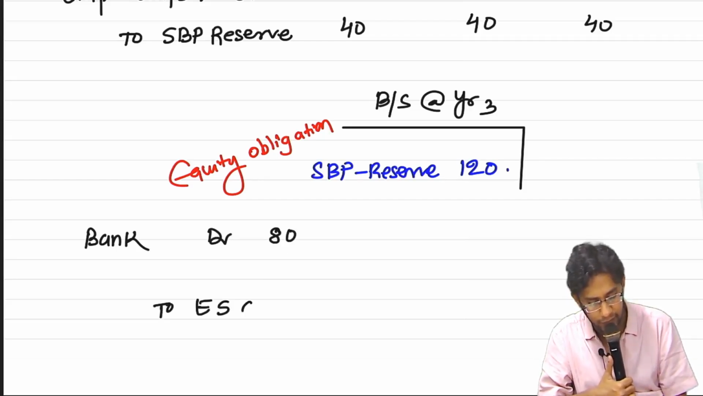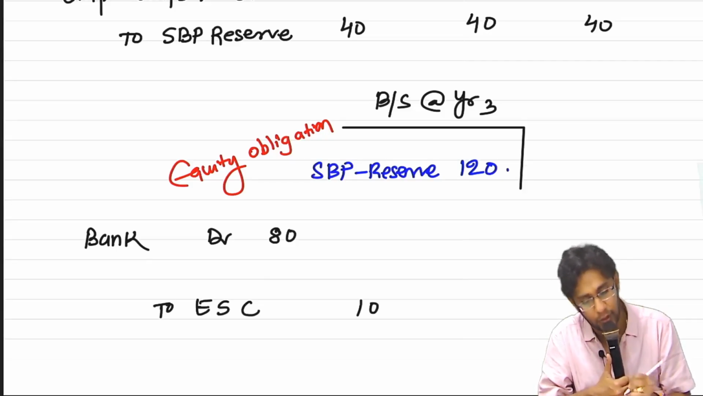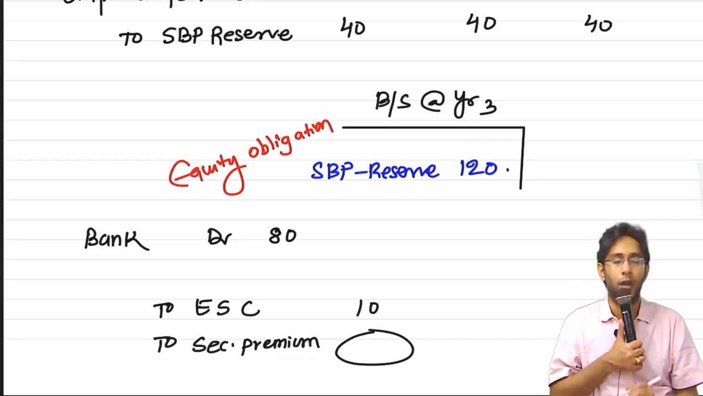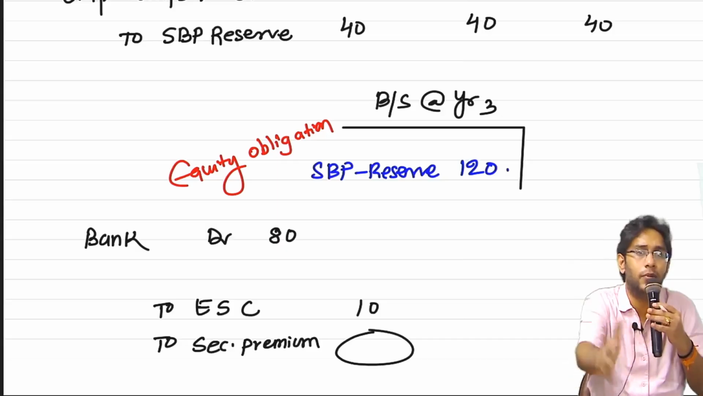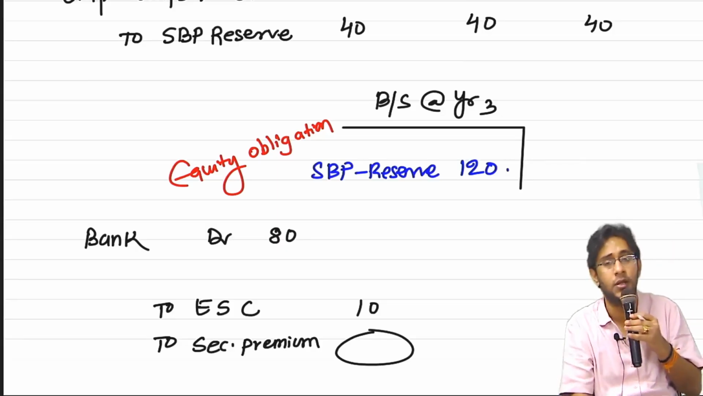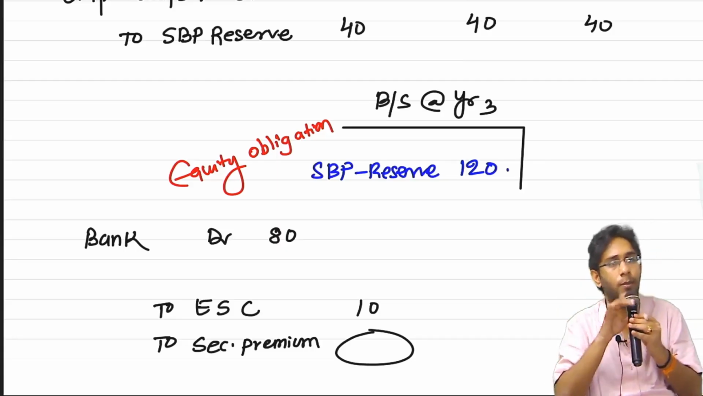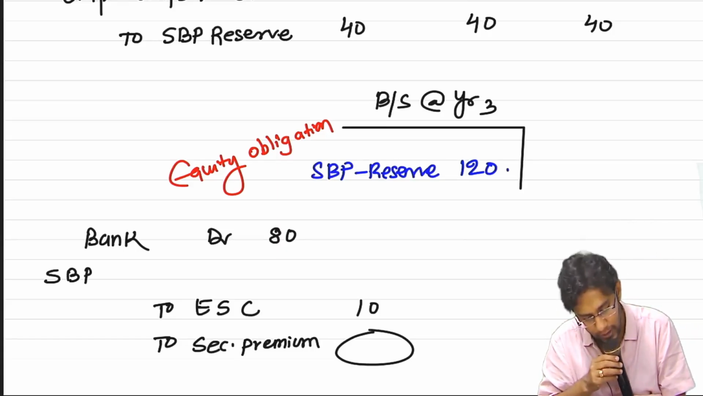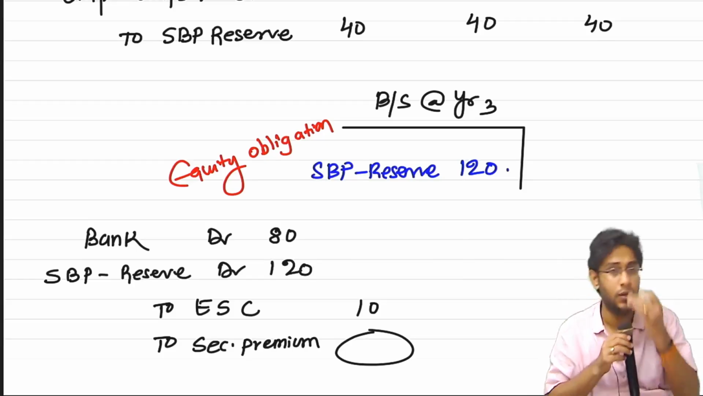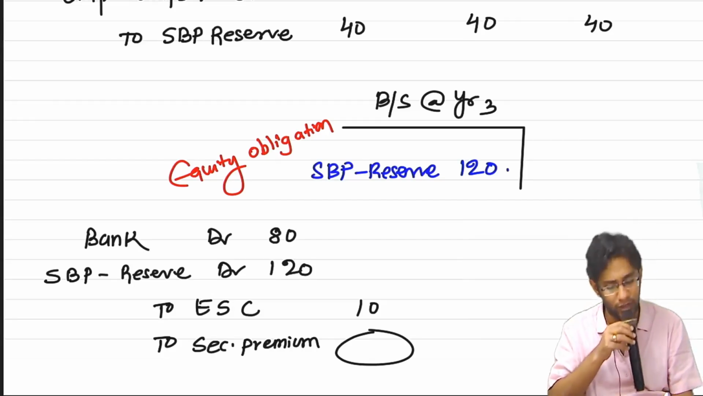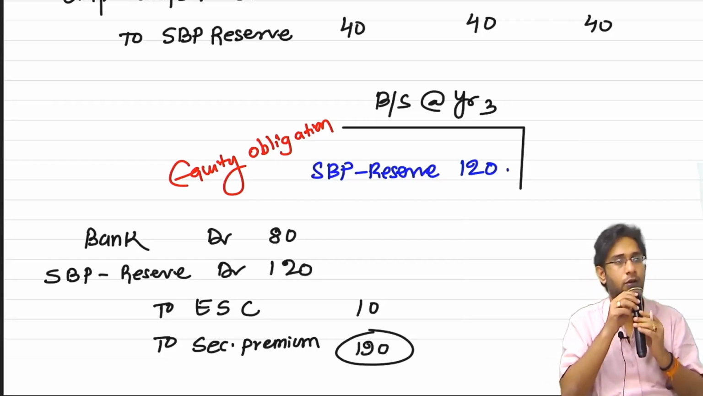So, I have to give him equity shares. So, equity share capital face value 10 rupees and I will have to credit securities premium. Now, since you discharged the obligation by issuing your equity shares, whatever SBP reserve you created for this fellow, SBP obligation has to be eliminated now. So entry will be SBP reserve also has to be cancelled. An amount of 120. 80 plus 120, 200. Out of the 200, 10 rupees is face value. Remove that. Remaining 190 is securities premium.